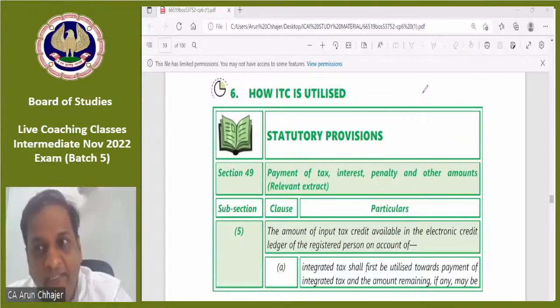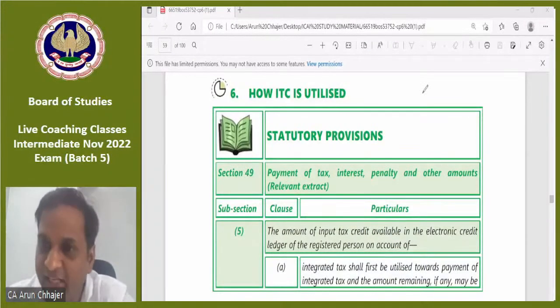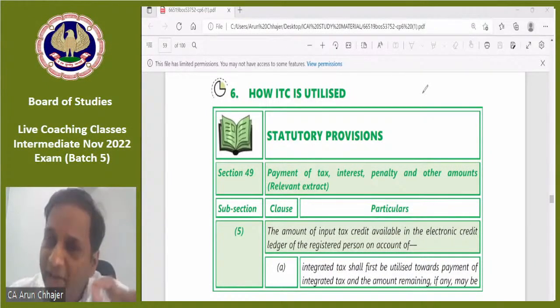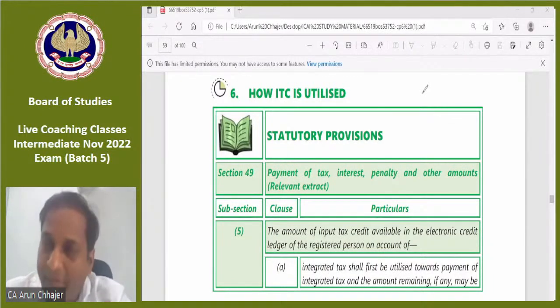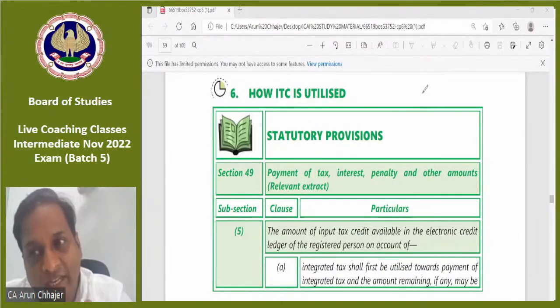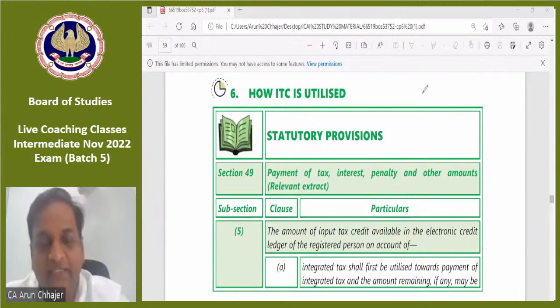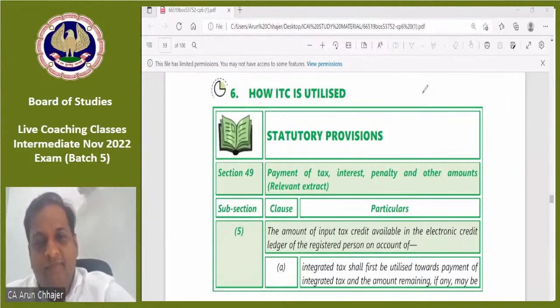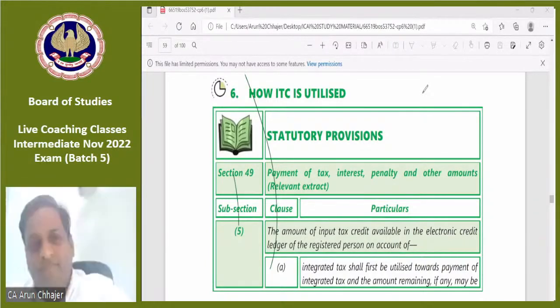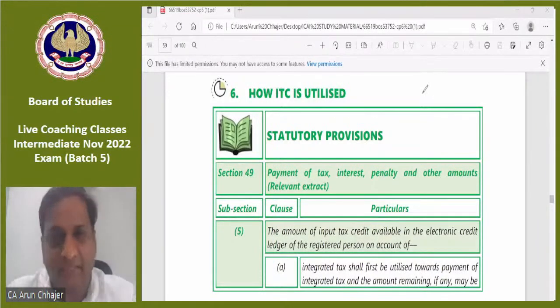So it is purely practical and very important from the examination point of view. You may expect a question relating to Section 49, or you may have some part of it in your bigger question. And as discussed, we will do some practical questions and the revision of the entire ITC chapter. So be ready for that. Correct? Let me start.